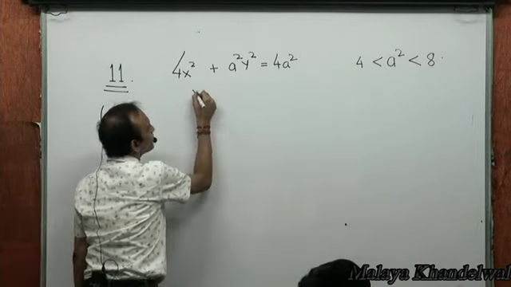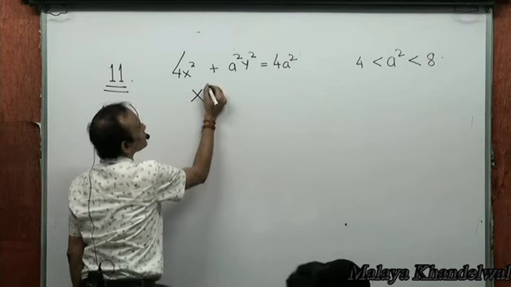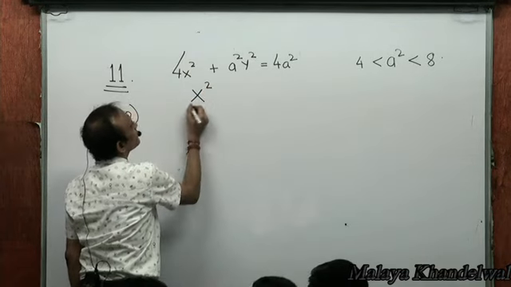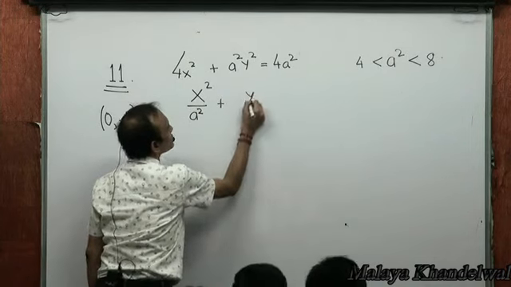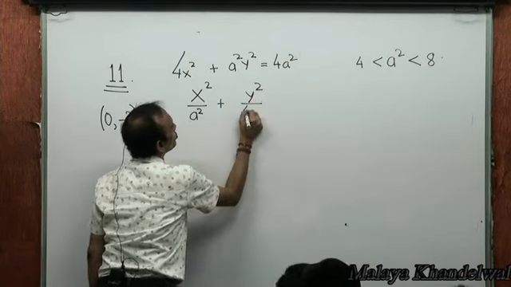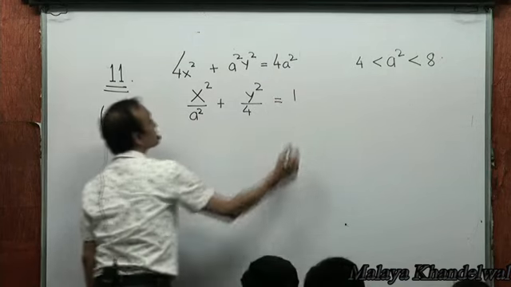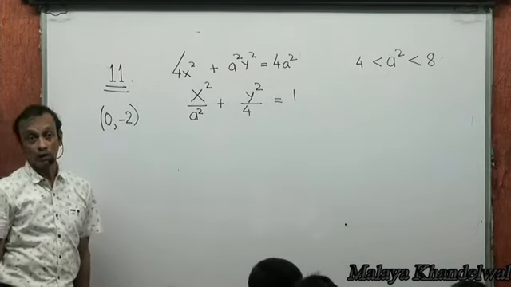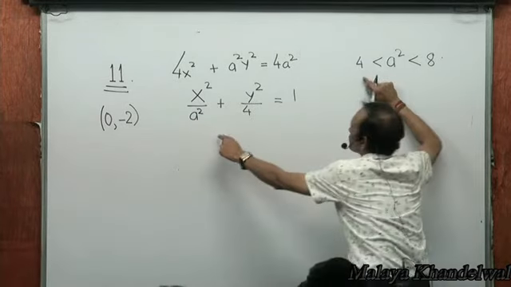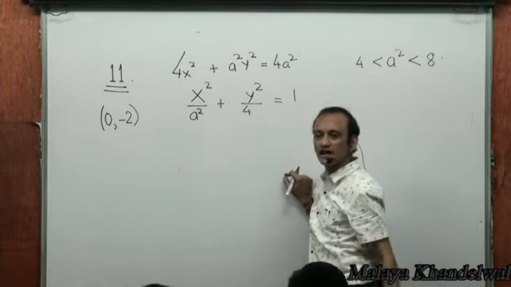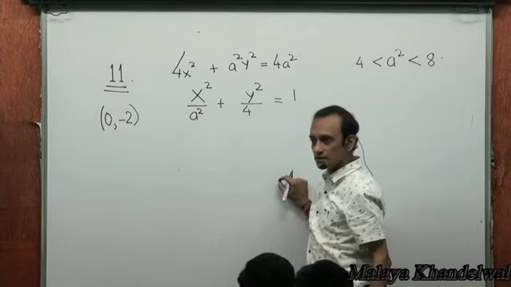First of all, I can rewrite this as x squared by a squared plus y squared by 4 equal to 1, which is an ellipse. a squared greater than 4 means a must be the semi-major axis. Right?